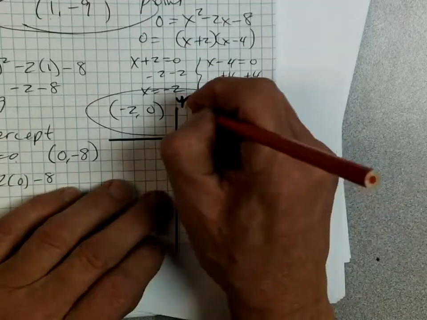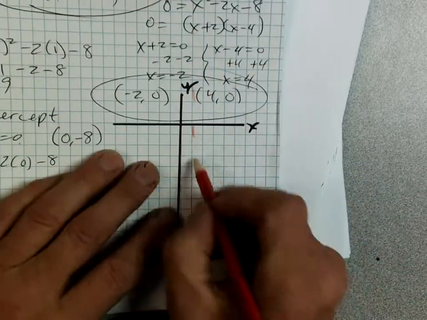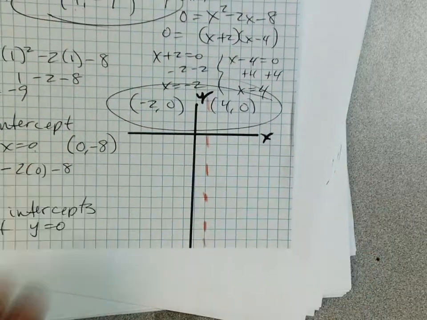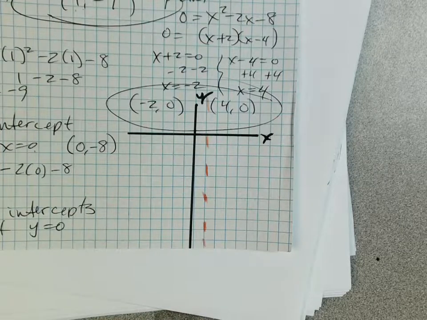And I like to make it a dashed line because it's actually not part of the graph. It's just the line of symmetry. So I just make a dashed line at x equals 1. So it is a vertical line. It's not part of the graph. It's only a symmetry line. Now, Bijou, let's do what you said. Let's start to plot some points.